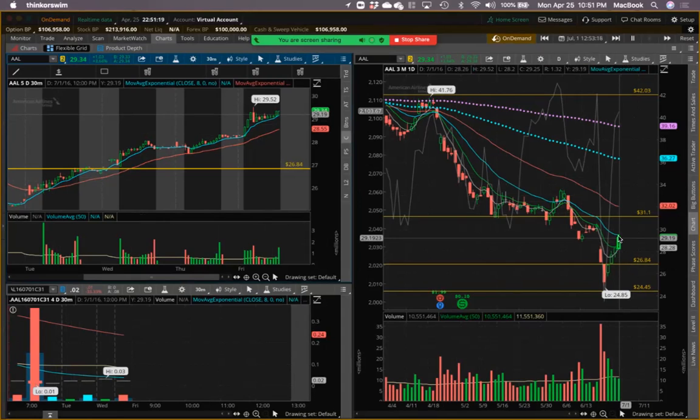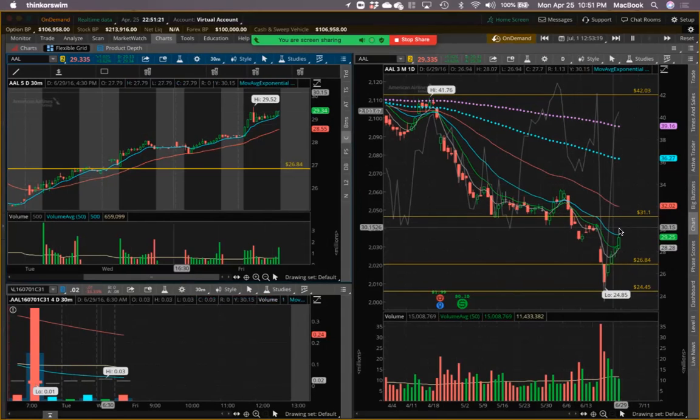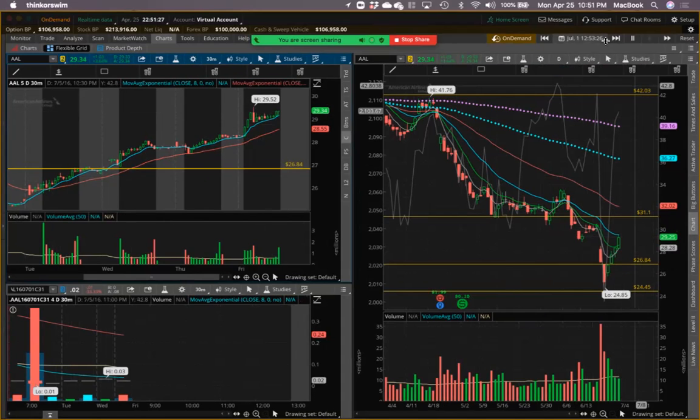And then on top of that, as we look at the chart here, we are at the 20 EMA as our resistance. And the time here is 12:53 p.m. Pacific Standard Time, because I'm on the West Coast. So the market's going to close in about 7 minutes.